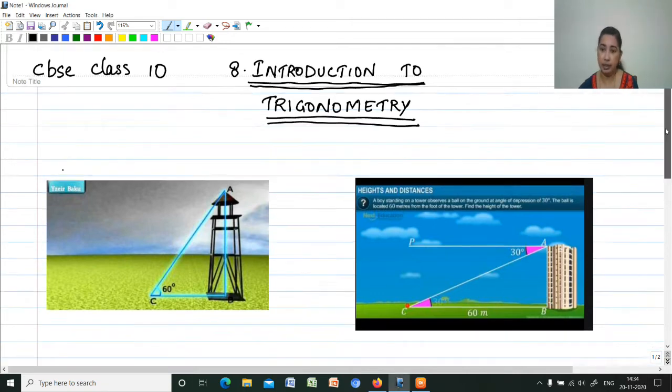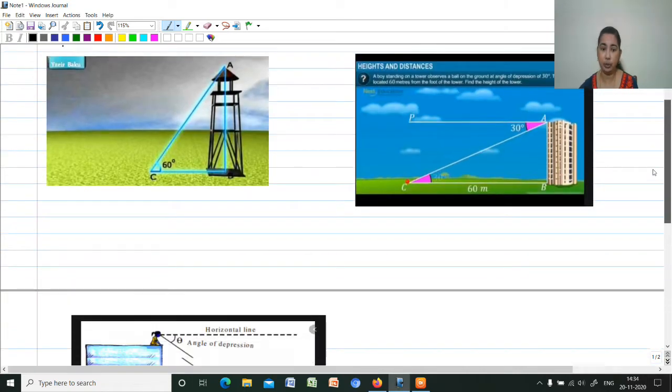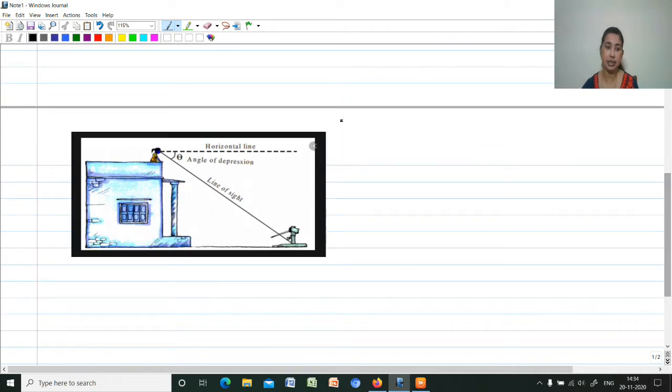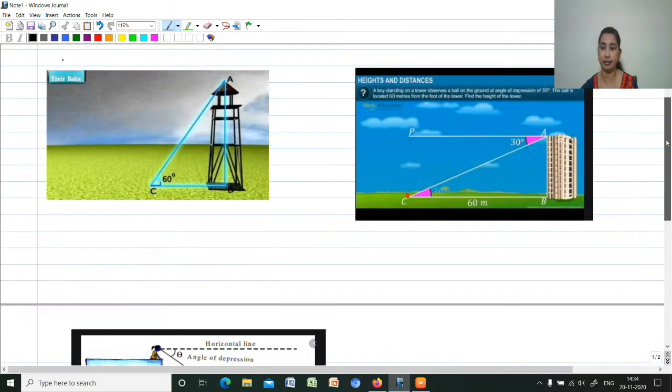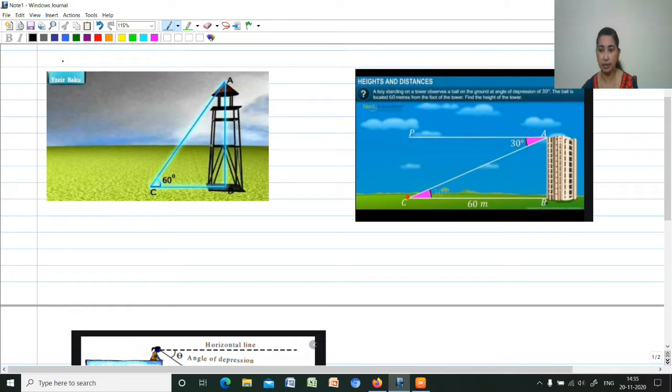And again, if I am showing you one more example, in this you can see that a girl is standing on the top of her house and she is looking at some angle. There also we are considering a right angle triangle and we can find the height of the building, and in the other case we can find the height of this tower.